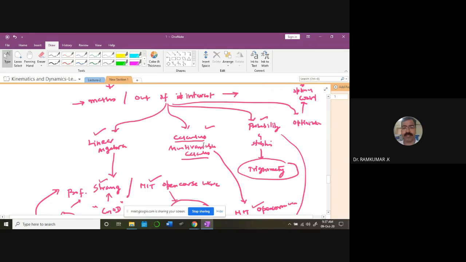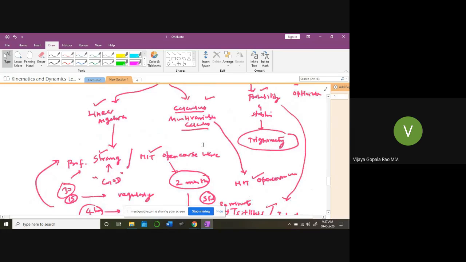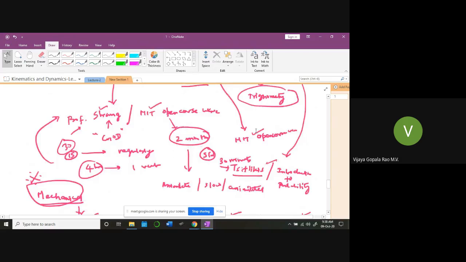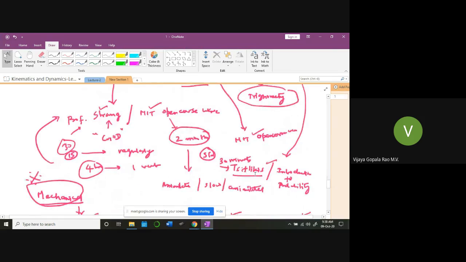There are a few course suggestions in MIT OpenCourseWare, for example, linear algebra. We can consider Professor Strang and his lectures on it. And for multivariable calculus, also MIT OpenCourseWare, and then again for probability and statistics, there is Introduction to Probability.